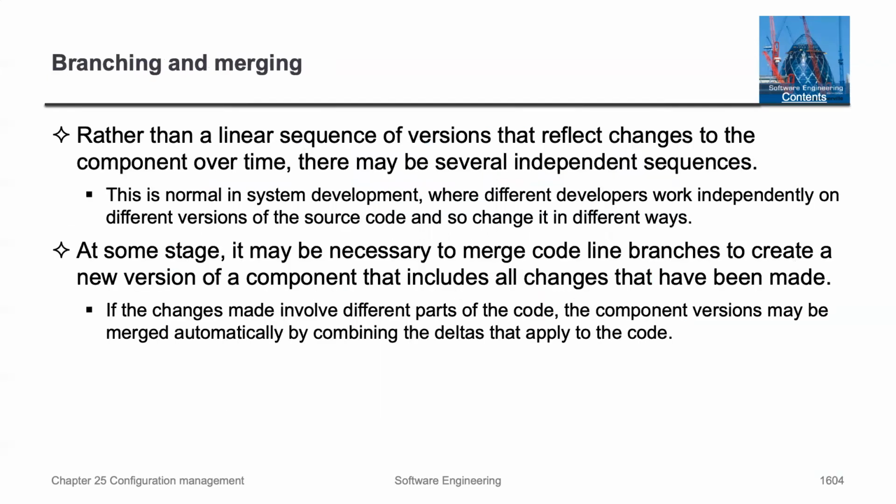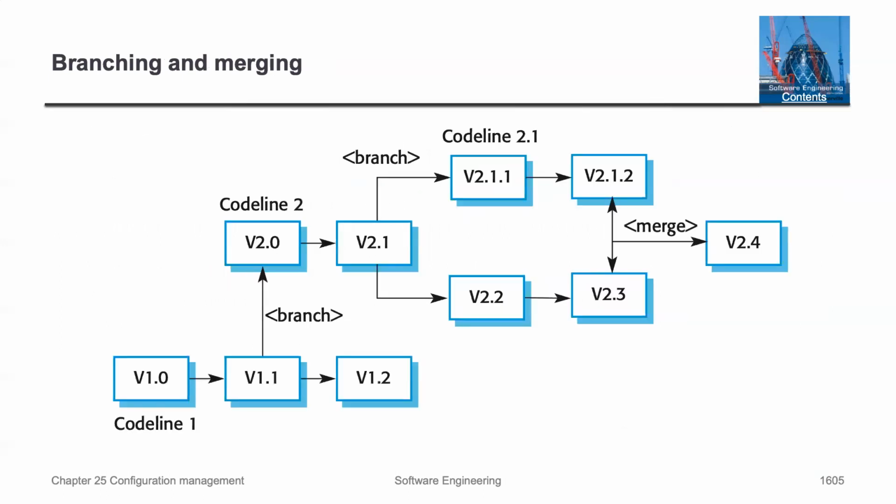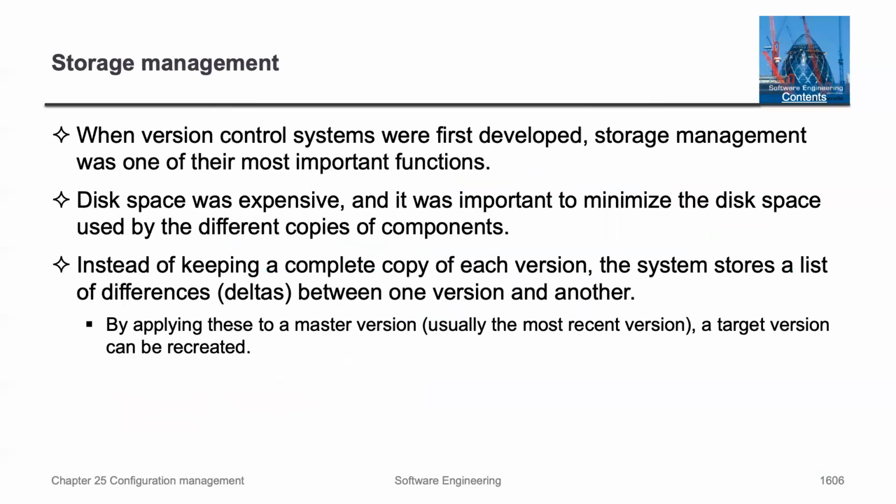For branching and merging, rather than a linear sequence of versions that reflect changes to the components over time, there may be several independent sequences. At some stage, it may be necessary to merge code line branches to create a new version of the component that includes all changes that have been made. Here is an illustration of the branching and merging and the different code lines. You can see how ultimately there's a branch and then eventually a merge, coming back to a mainline copy.